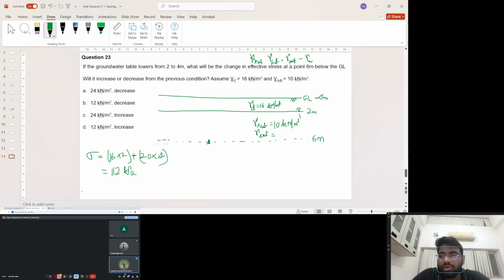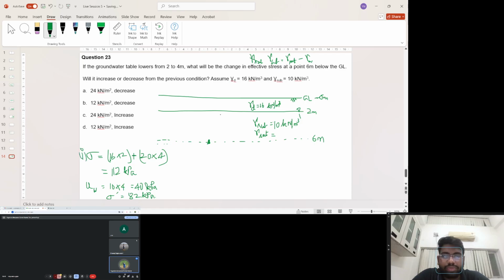Now we need the pore water pressure. The pore water pressure in that condition is gamma W, 10, into 4, which is 40 kilopascal. So sigma dash is 82. Understood? This is for the first case.